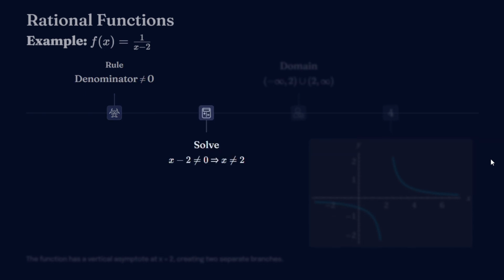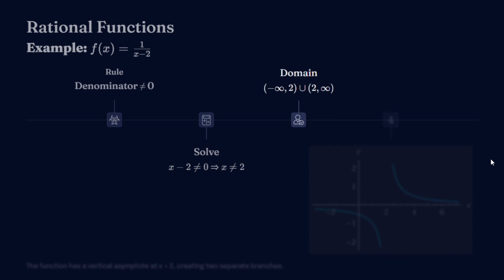So in this case, we'll set x minus 2 to be not equal to 0. So in order to solve for x, you will add 2 on both sides. Therefore, x is not equal to 2. So the domain is all real numbers except for x equals 2. So my domain will be from negative infinity to 2, not included, union from 2 to infinity.